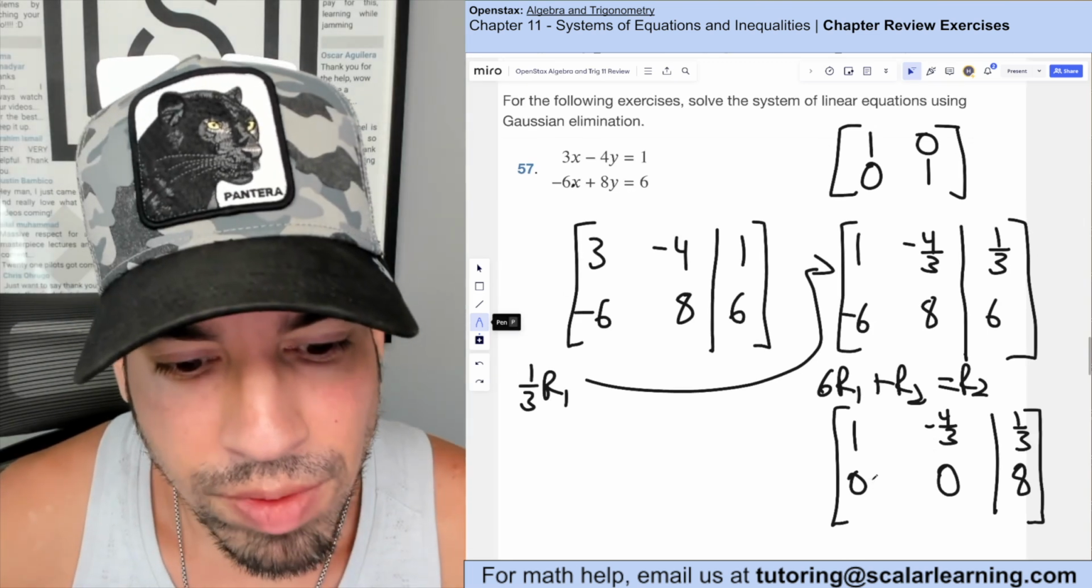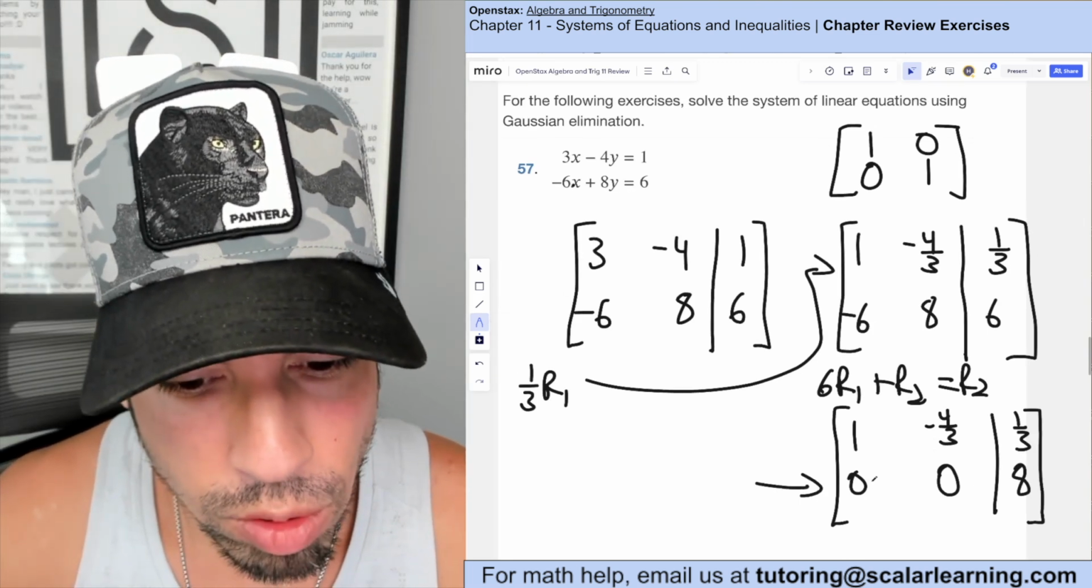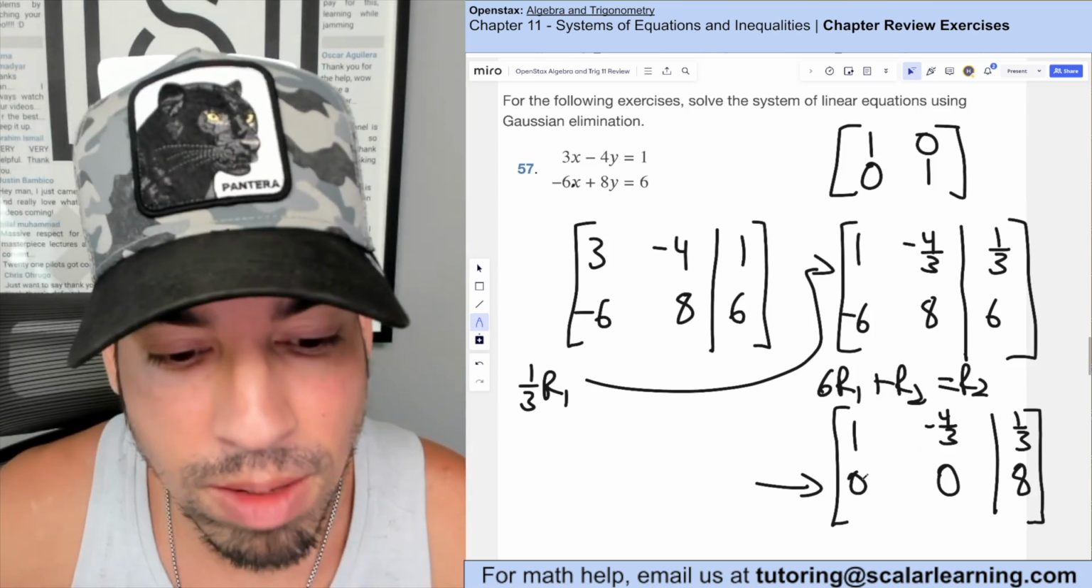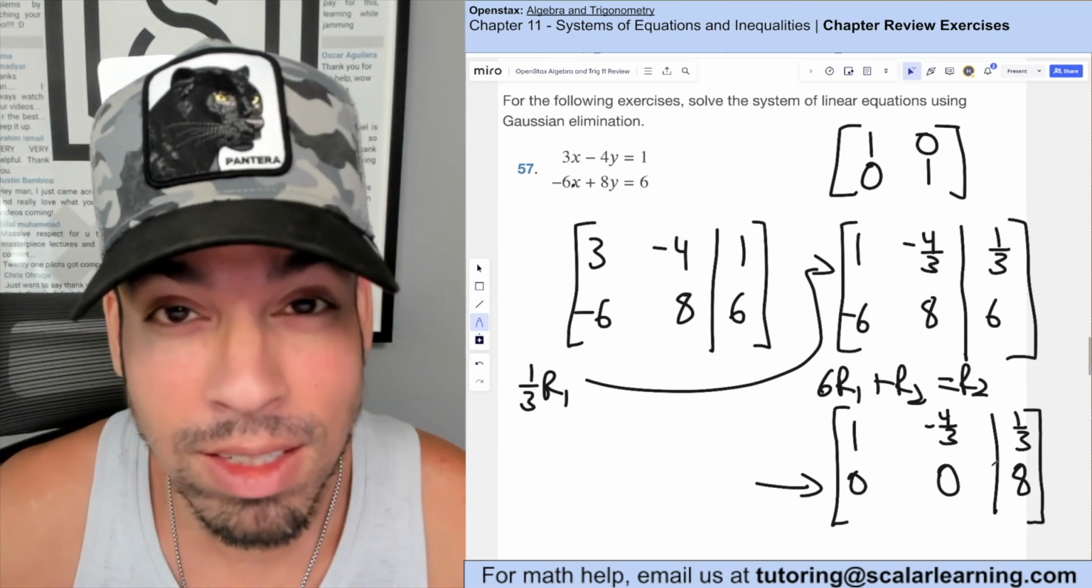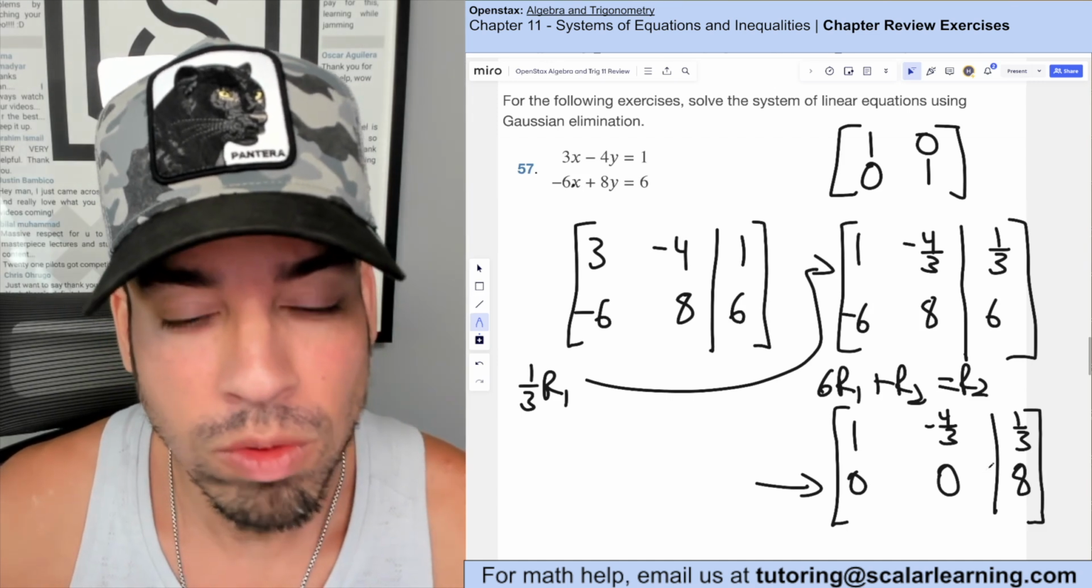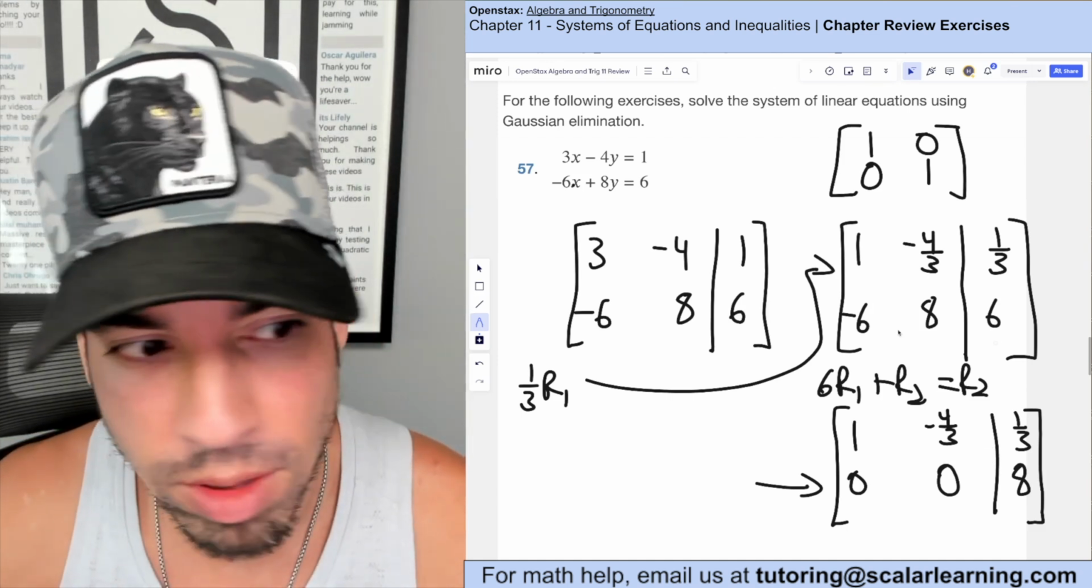Okay, so now that we've got this situation where we've got 0, 0 equals 8, let's think about that, right? That means 0x plus 0y equals 8. That doesn't make any sense. That's not a thing. So this is an indication that we've hit a wall and there's actually no solution.